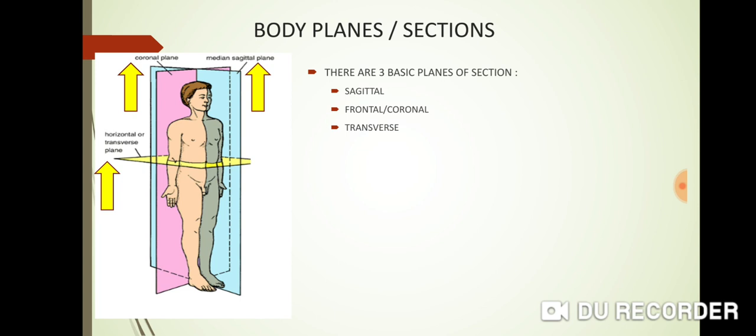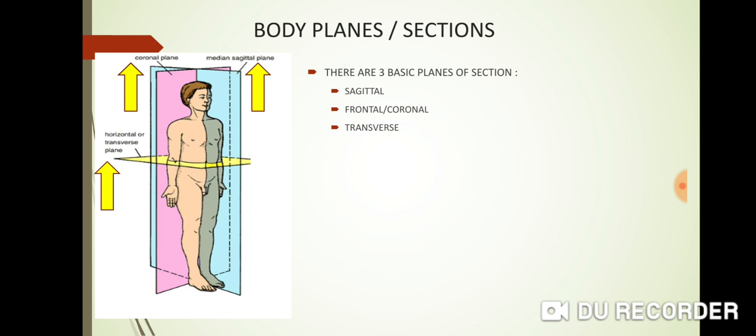When looking at an internal structure, it is necessary to cut through the body along a plane, and these are called slices, or planes through the body, which can be actual cuts, or they could be imaginary cuts. So there are three basic planes: the sagittal, frontal or coronal, and the transverse. When you say sagittal, it is a plane along the length of the body that will divide it into right and left halves.